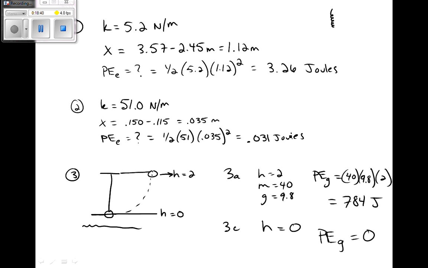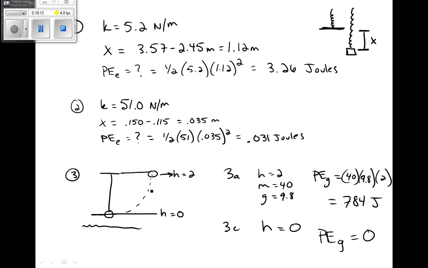If we look at the relaxed length of the spring, this is where it would be before it gets pulled down. And then when we put the mass on it, it's stretched down to here. So we need to find this distance. That's our X value, which here is 1.12. 1/2 kx squared gives us 3.26 joules. Number 2, same way. 0.035 is our X. We get 0.031 joules. Any questions on those two?